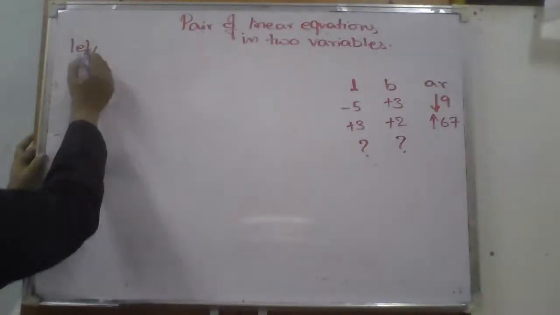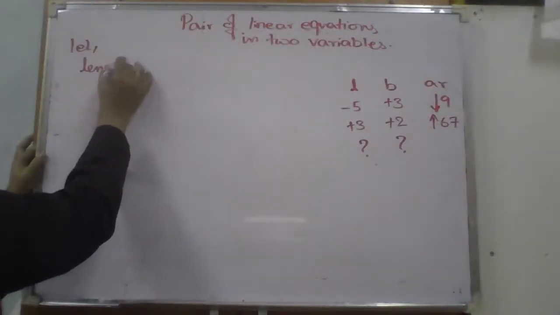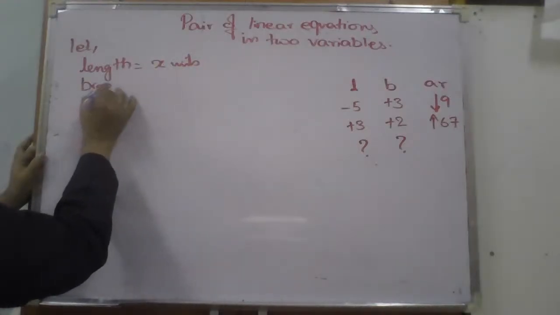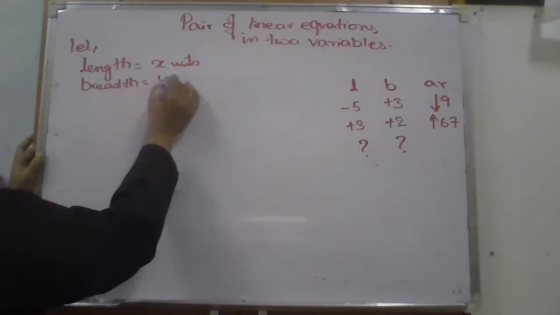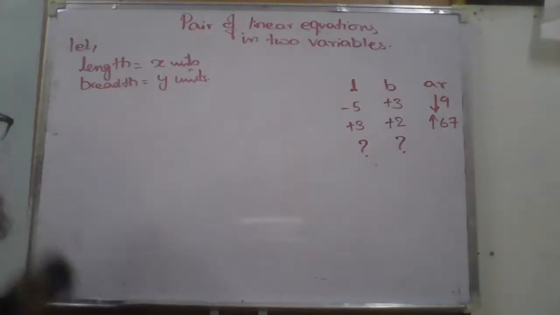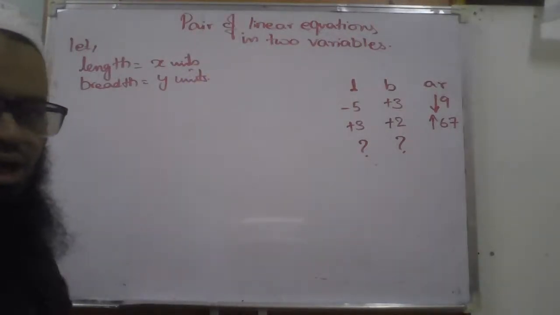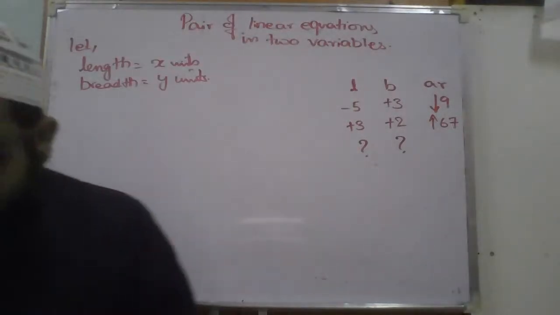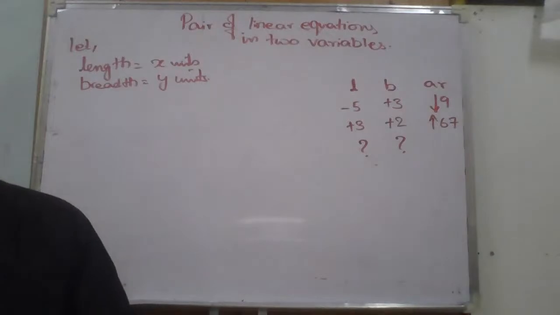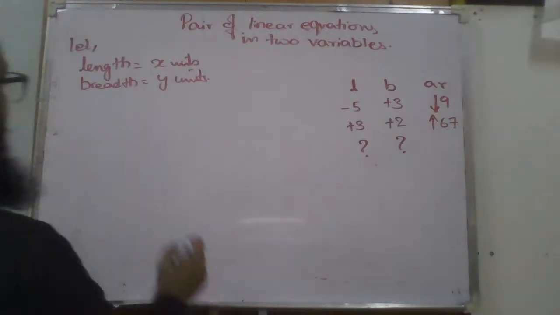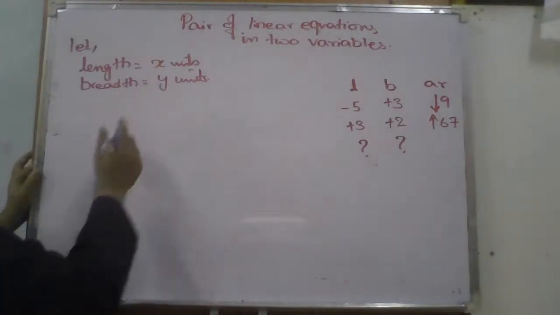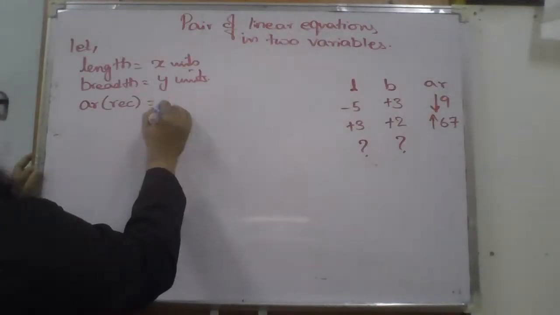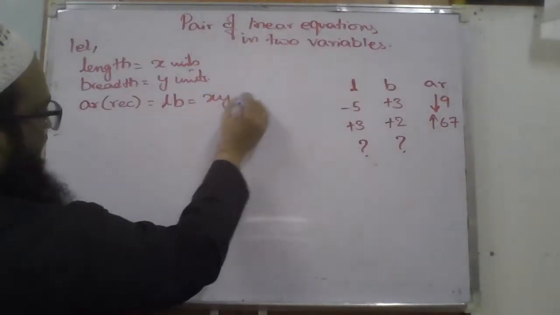Let length be equal to x units and breadth equal to y units. Length is equal to x units and breadth is equal to y units, right? And what did he tell? That the area will decrease by 9 units. Is it right? So if length is x and breadth is y, what is the area of the rectangle? Area of the rectangle is length into breadth, that is equal to xy square units.